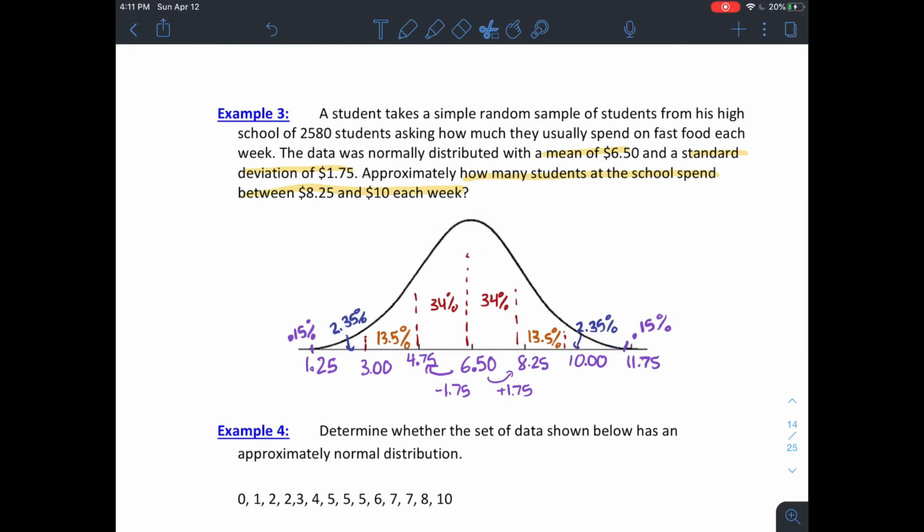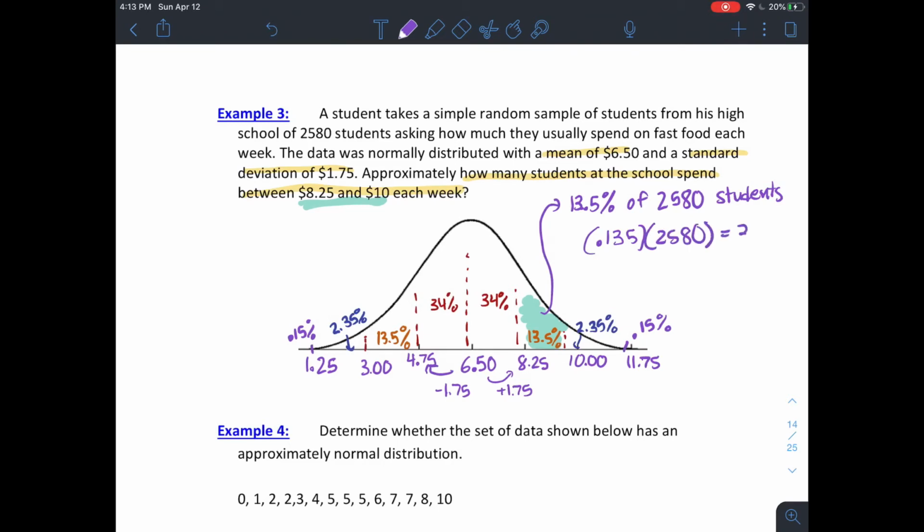Okay, so what I want to know is approximately how many students spend between $8.25 and $10 on fast food each week. So $8.25 to $10, 13.5% of my students spend that amount. That's not the number of students at the school who spend that amount. That's 13.5% of my 2,850 students. So to answer the question, I need to actually take 13.5% times 2,850 students, which will give you 348.3 students, but you can't have like 0.3 of a student. So just round. 348 students it is.